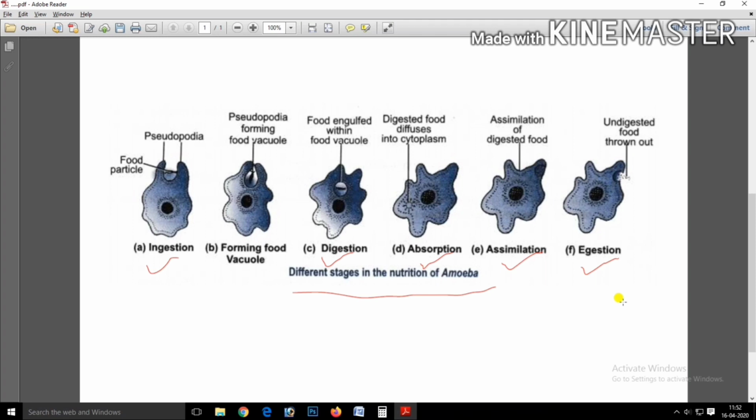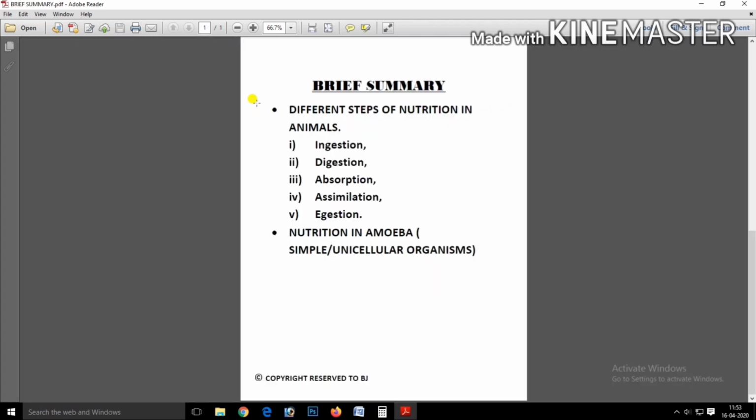Now let's see a brief summary of what we have learned today. So first we have learned the different steps of nutrition in animals. The first step is ingestion, that means taking of food. The second step is digestion, that means breaking down the large molecules into small soluble molecules. The third step is absorption, that means mixing this digested food with the blood. Then the fourth step is assimilation, that means using the absorbed food to produce energy. The fifth step is egestion, that means removing the undigested food from the body. So these are the 5 steps by which animals complete their nutrition.